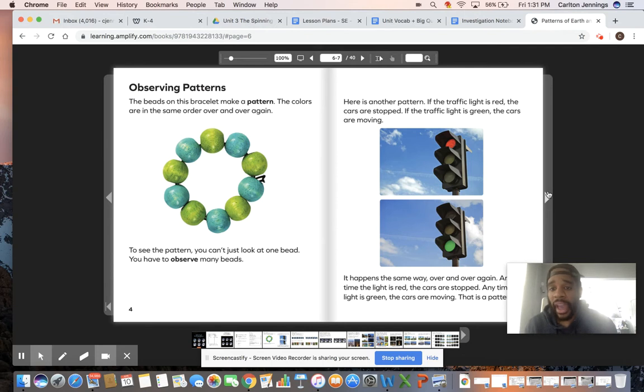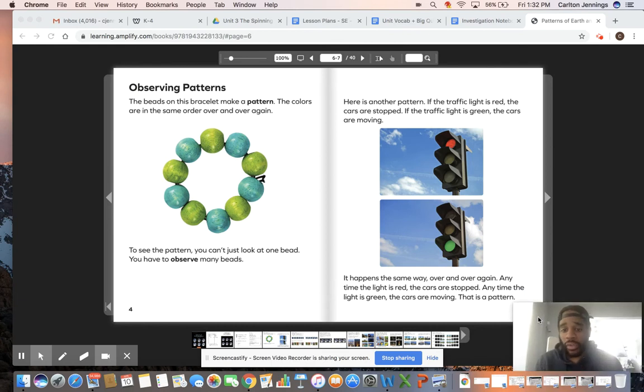Here is another pattern. The traffic light is red, the cars are stopped. The traffic light is green, the cars are moving. It happens the same way over and over again. Anytime the light is red, the cars are stopped. Anytime the light is green, the cars are moving. That is a pattern.